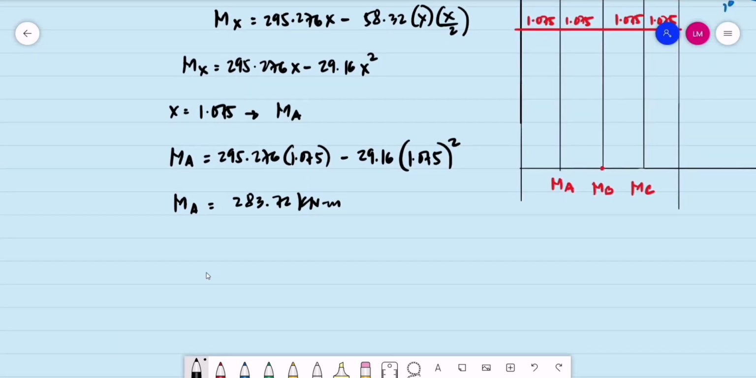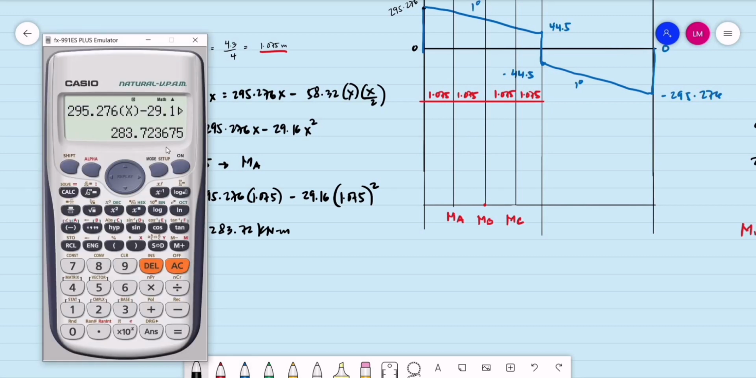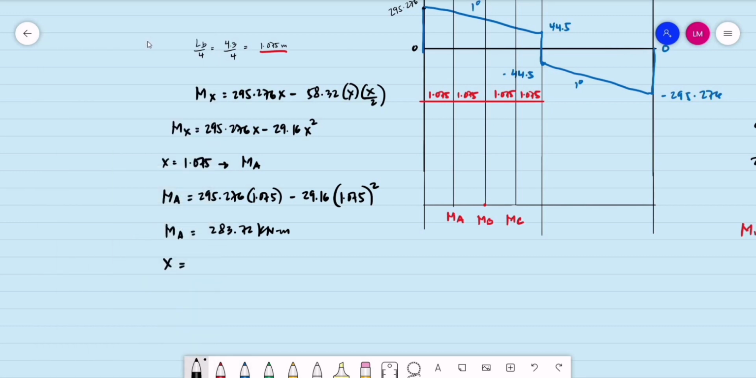Then next is the moment at B. So the moment at B is at a distance of twice 1.075. So what is that value? 1.075 times 2 is 2.15. Okay, so 2.15 meters. Okay, we can compute for the moment at B.